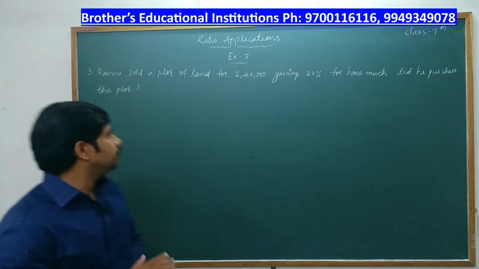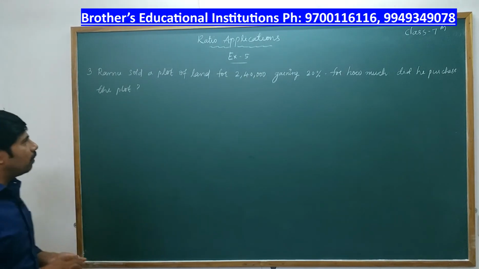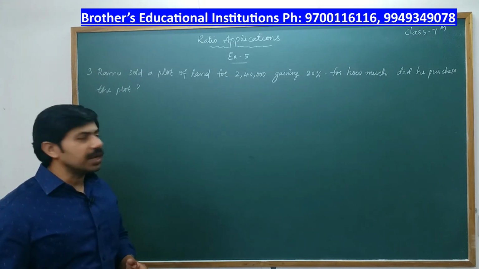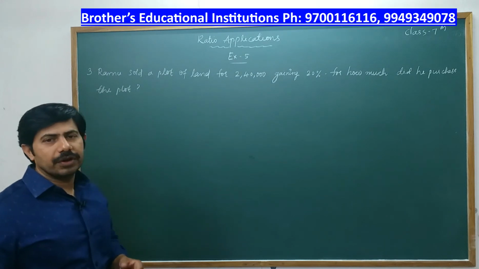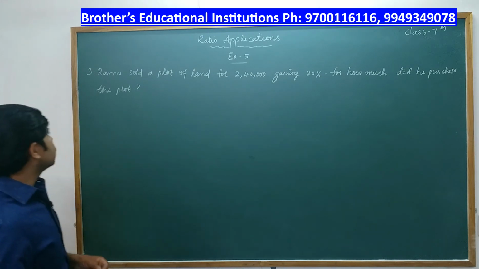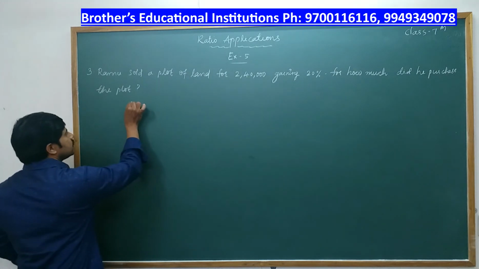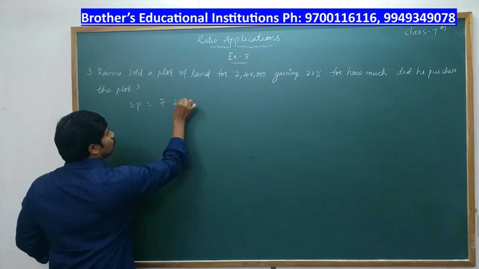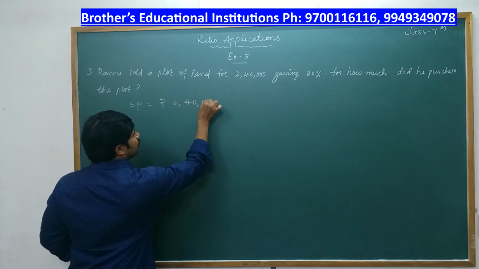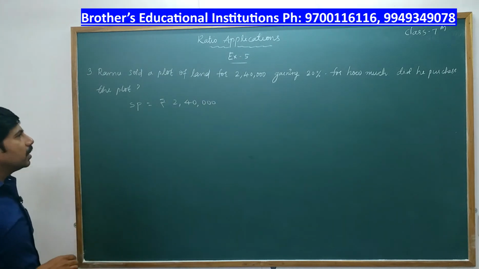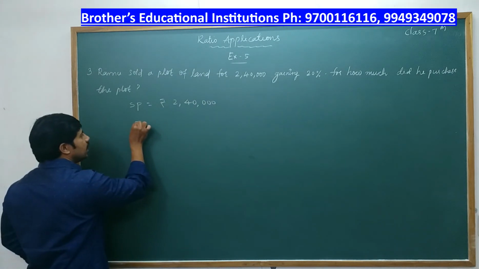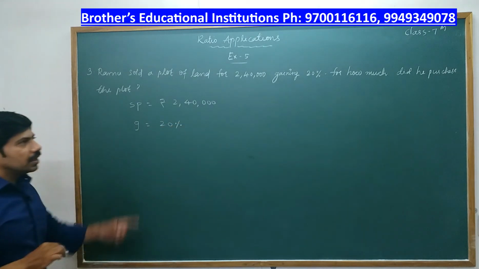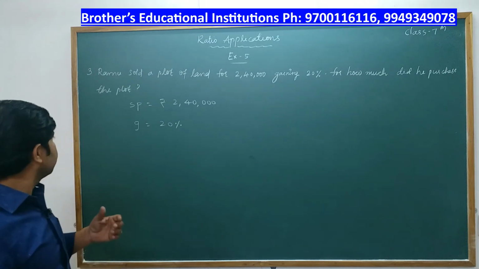So next problem. Ramu sold a plot of land for 2,40,000, gaining 20%. For how much did he purchase the plot? So we have to find out the cost price. Now here, sold, selling price. So what is the selling price of a plot? It is rupees 2,40,000 is the selling price. Now gain is given. So what is the gain on this transaction? Gain percent on this transaction is 20%. Now we have to find out the cost price.